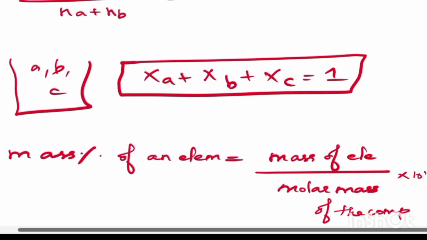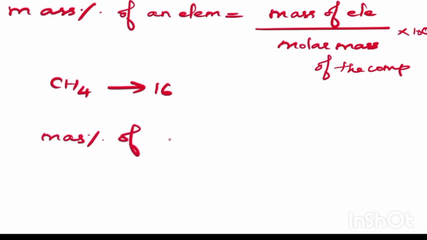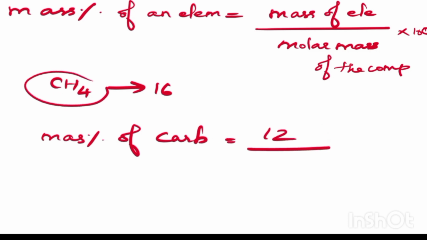For example, I'll give you the same example of CH4. What they'll ask is that we already found the molar mass of CH4 as, what did we find? We found it to be 16, right? So they'll ask you what is the mass percentage of carbon here. So what is the mass of carbon? You know the mass of carbon is 12, and what is the molar mass of this compound? The molar mass is 16 into 100. So this is how we will be finding the mass percentage of an element in a compound.